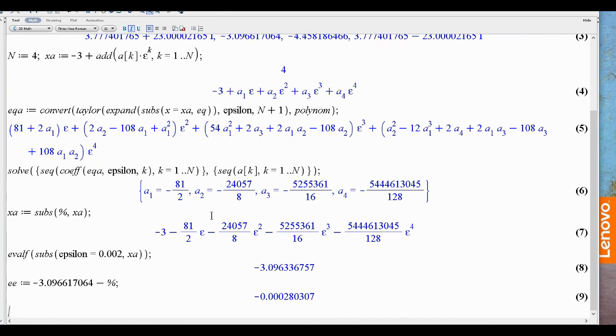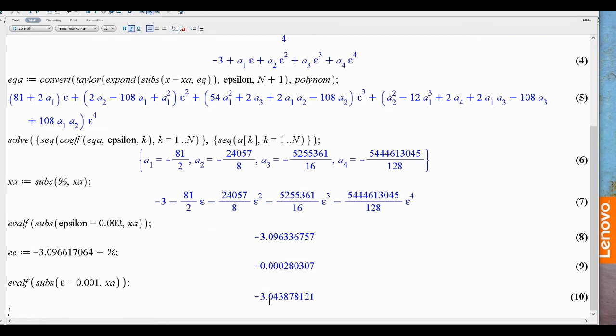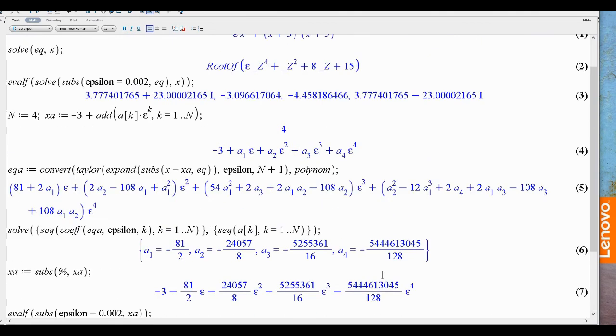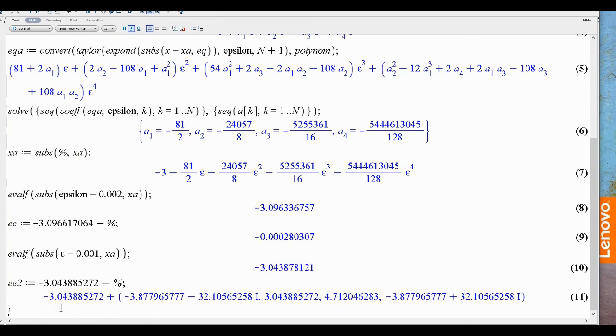Now let's come here and try epsilon half of that. Okay, so now I have some other value. Now if I come here, here I try epsilon half of that, that root will also change. It will get closer to 3. Okay, so that's what the root is. Now let me come here and say EE2 is equal to this one minus the previous. Okay, oh, that didn't work.